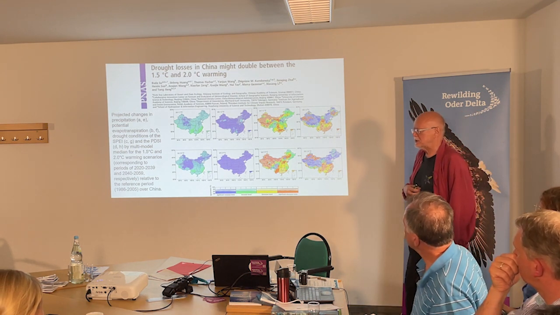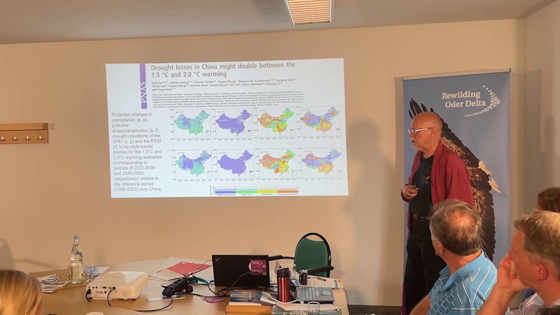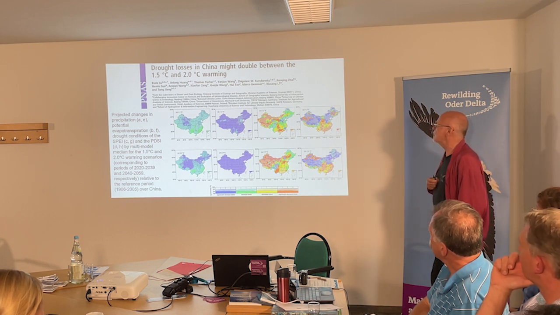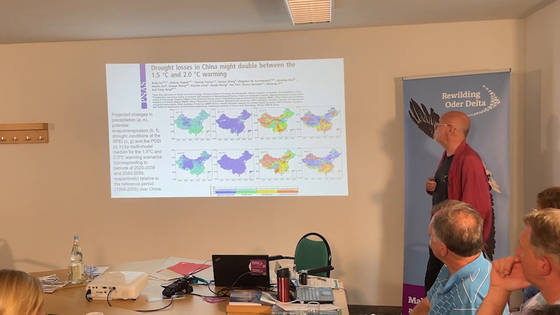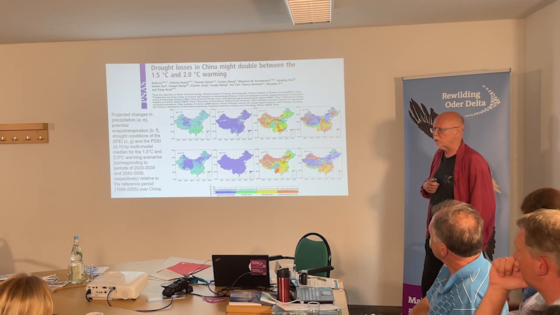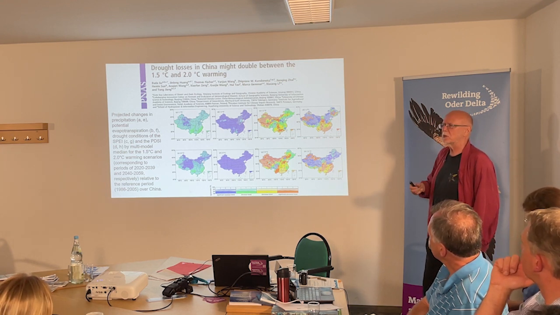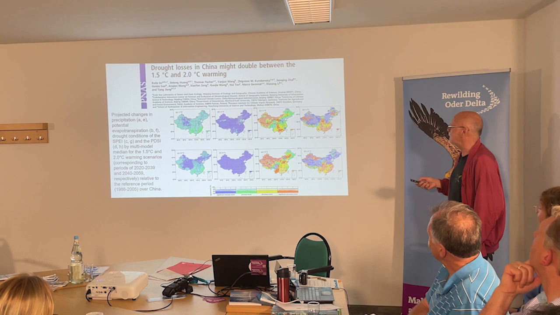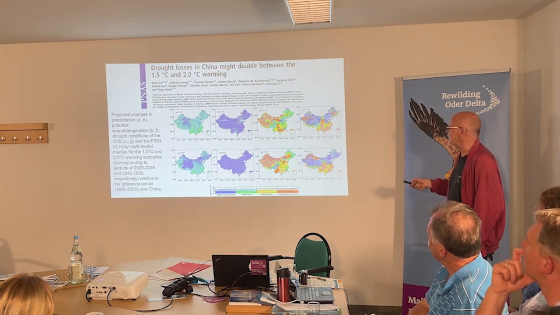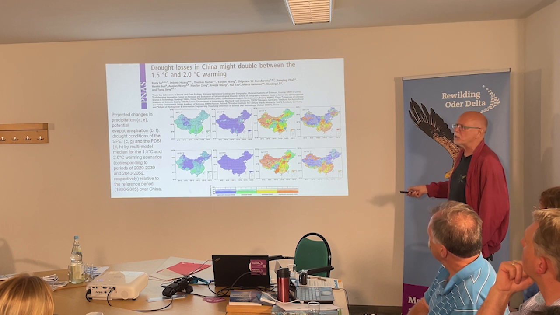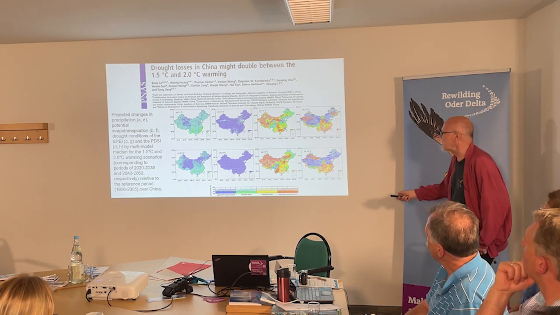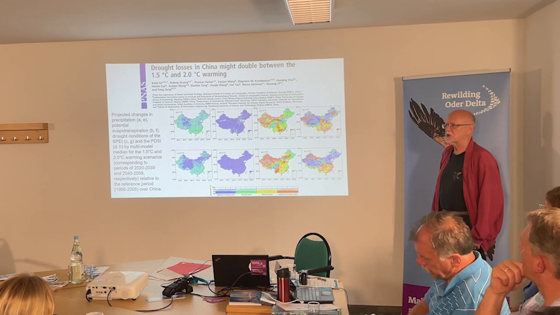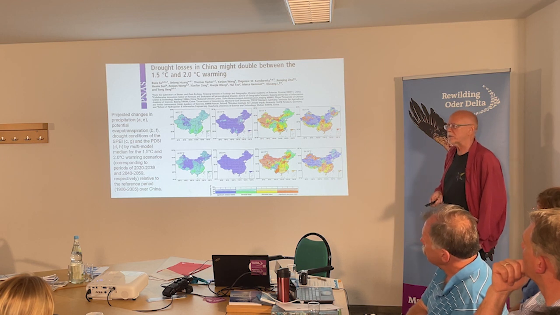Continuing my Chinese collaboration that has been quite intense, I'd like to show you the title. Drought losses in China might double between 1.5 and 2 degree warming. So for them, it makes a difference whether 1.5 degree or 2 degree warming. This paper went quite high, Proceedings of the National Academy of Sciences, and it shows that it will rain more in China, but evapotranspiration is increasing very strongly. So it will rain more, but it will evaporate even more.